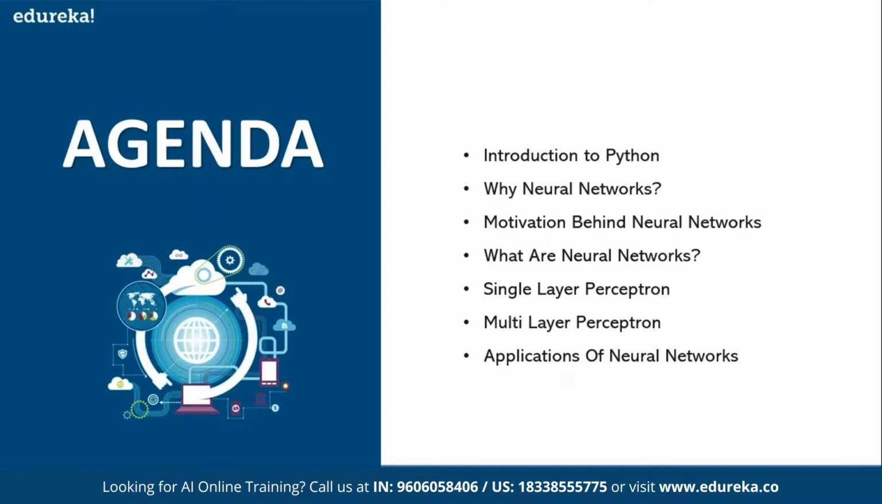Then we will get into the motivation, what drives neural networks. Once we understand the motivation, we understand the W of it, which is what is a neural network. Then we understand some technical nitty-gritties within neural networks, which are the single layer perceptron and multi-layer perceptron, and then finally we will get into the applications of neural networks. This way we get an insight into how, where, and what a neural network is. Let's get into the section now.